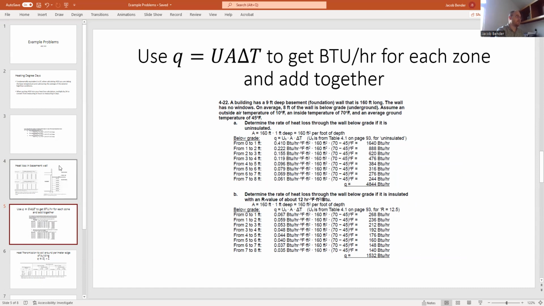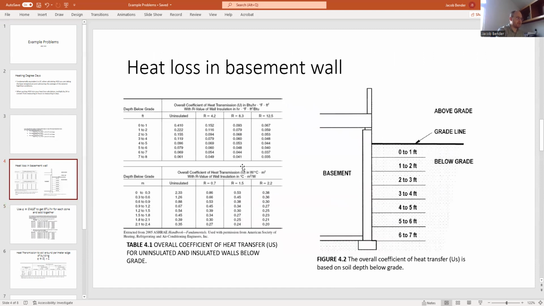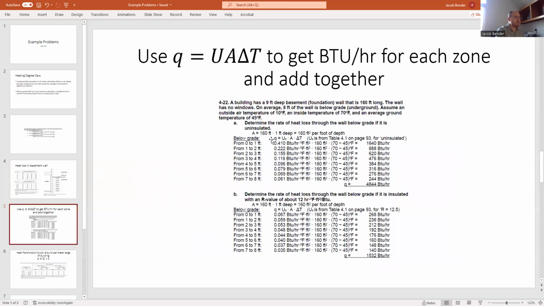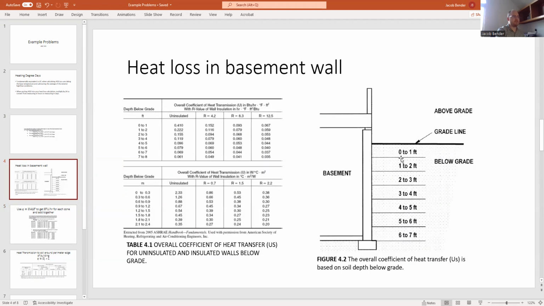So you come back and look at your tables from the presentation and in your book, and everything you're doing is in this uninsulated category. Your wall area is being done in sections. So for each one, you're doing the calculation for each foot of depth. You're going to do pretty much what's shown here: a quick calculation for this foot, plus this foot, plus this foot, plus this foot, and so on and so forth, all the way down.